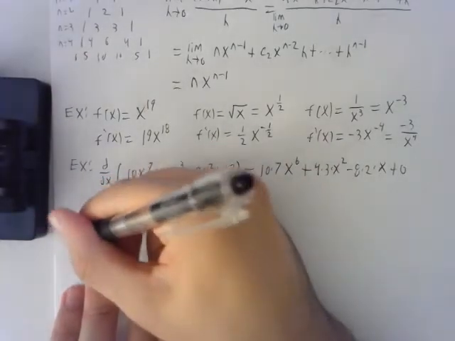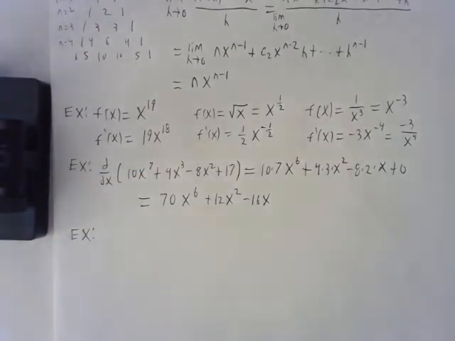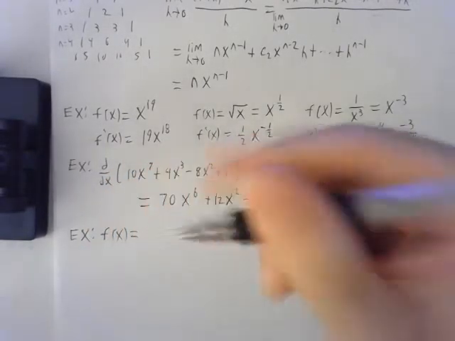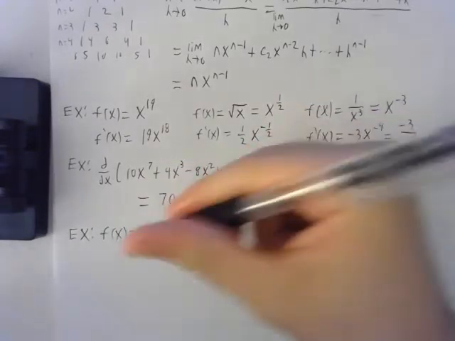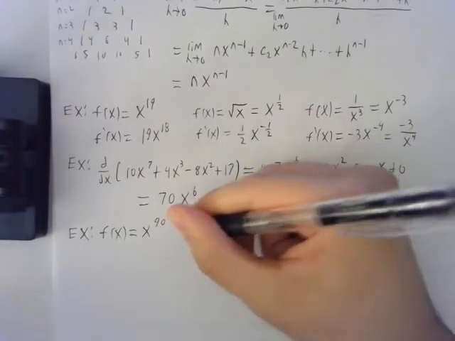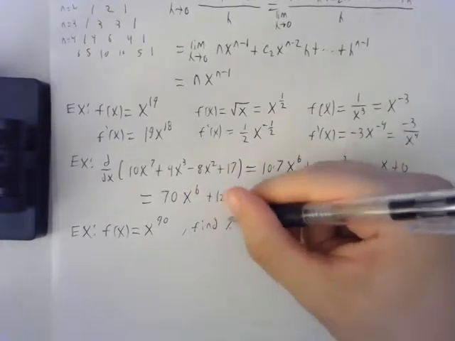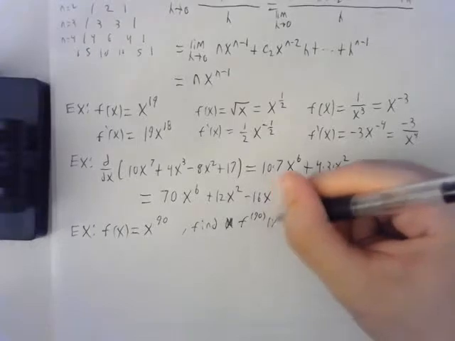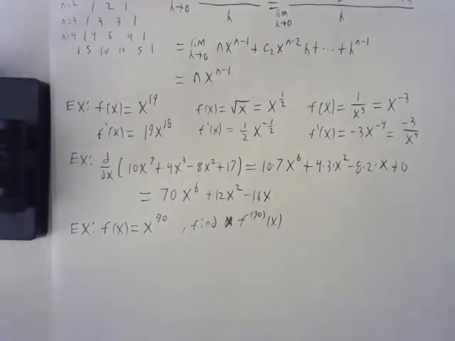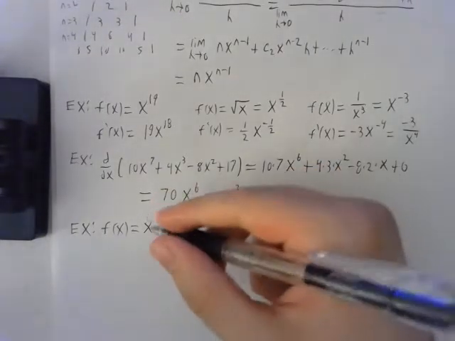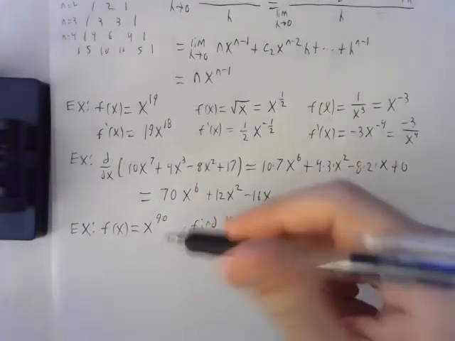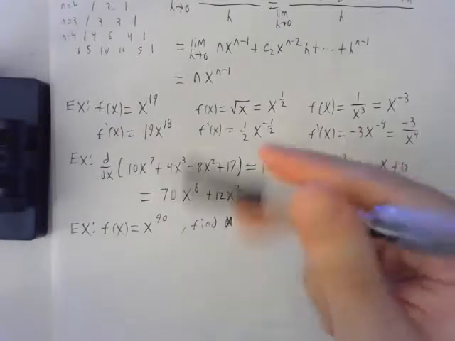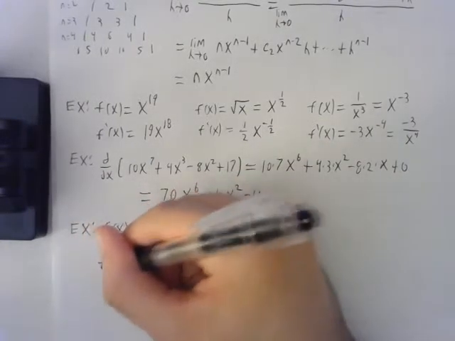So let's do one more example. Suppose that we have a function like f of x equals x to the power 90, and we want to find the 90th derivative of f of x. So in this case, of course, what we don't want to do is actually find 90 derivatives, but you'll see if you just start writing down a few that there's a nice pattern.